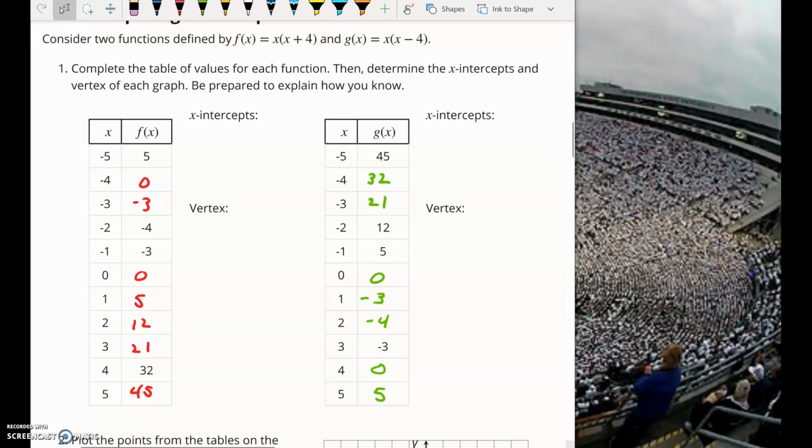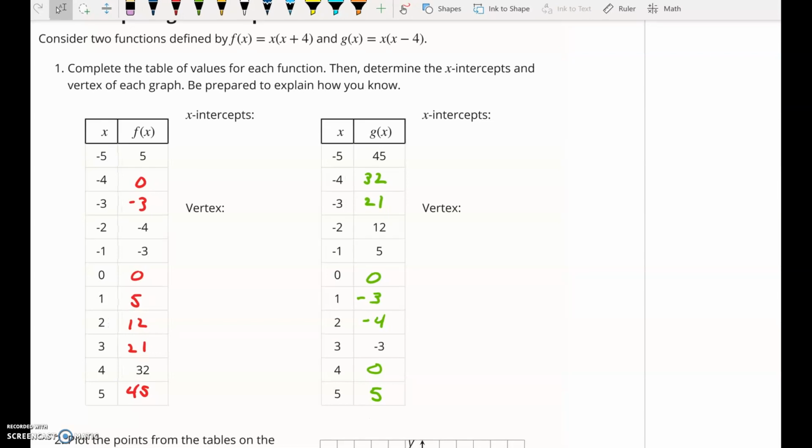Okay, now what we want to find are the x-intercepts. Let's start with the red one, the one on the left, function f. Remember, the x-intercepts happen whenever the y value is 0. So my first x-intercept is at -4. My next x-intercept happens when the y value is 0, at an x value of 0. So those are my x-intercepts.